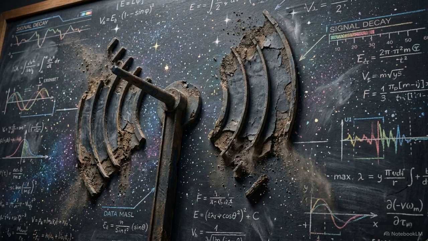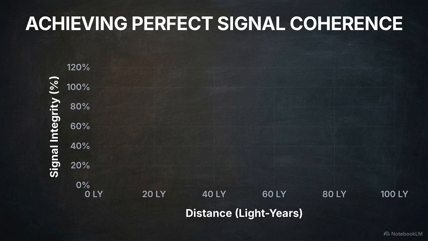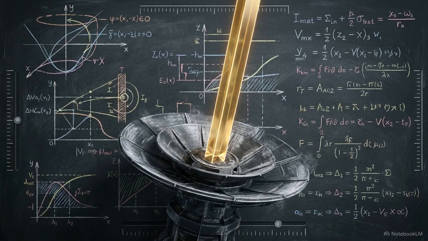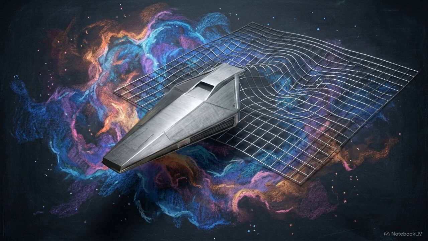This also solves the problem of signal degradation over interstellar distances. By artificially elevating the DCI, we can minimize photon energy loss, maintaining the integrity of the ripple over light years of travel. This would allow high-fidelity data transmission from deep space back to Earth with zero signal bleed. Space travel becomes a matter of field manipulation rather than a struggle against mass and inertia.